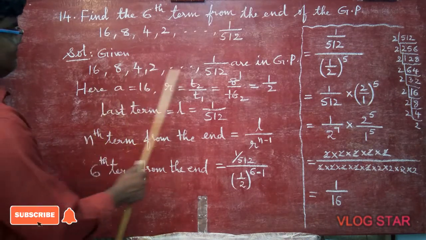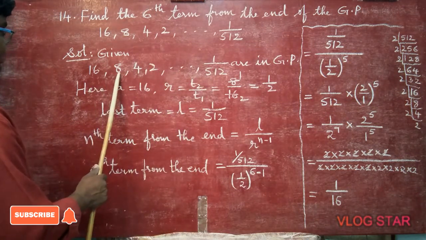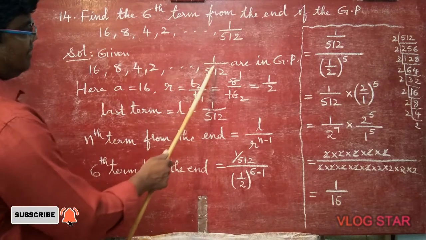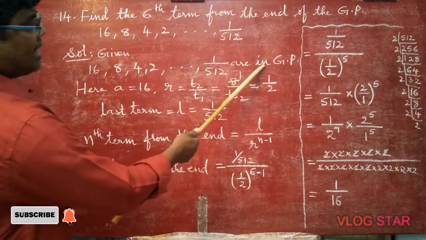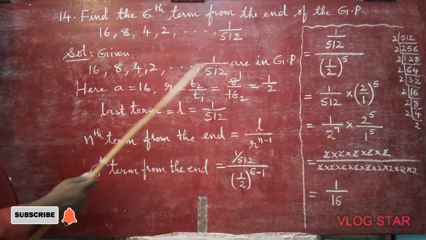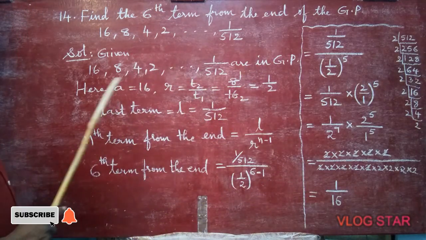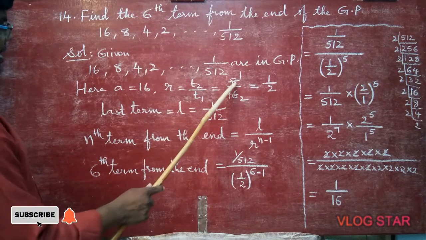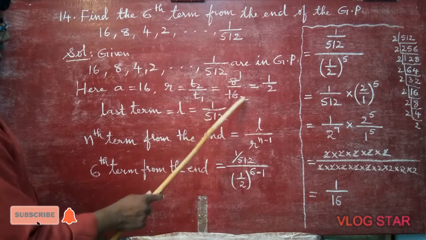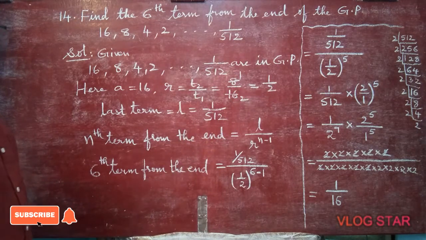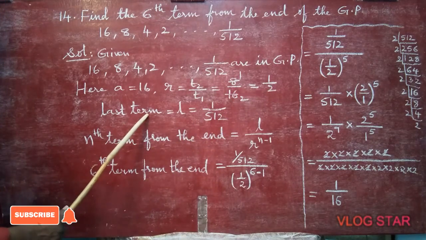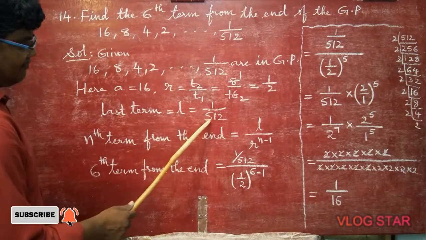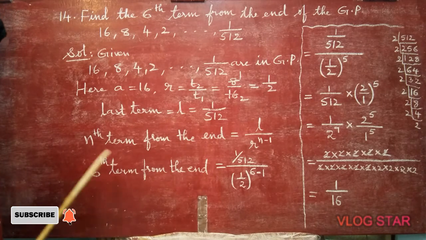Solution: the given sequence, you write 16, 8, 4, 2, and so on, 1 by 512, are in GP. Already they are telling us this is in GP. So here A is 16, and R is T2 by T1, which is 8 by 16. 8 ones are 8, 8 twos are 16, so 1 by 2 is R. And the last term of this GP is L equal to 1 by 512.